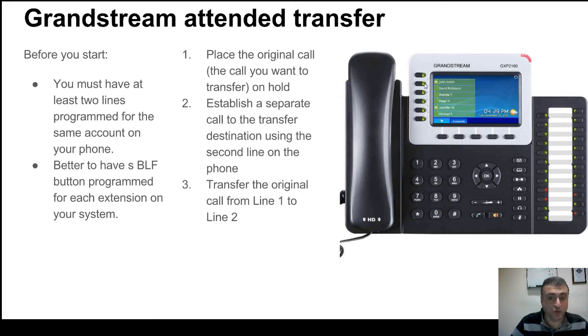That's the first requirement. The second one, of course, is the BLFs. Let's say this one represents 21. You can do the transfer without having a BLF assigned to the extension, but it's really preferred to do it with a BLF button. So let's say this is extension 20 again, line 1 and line 2 assigned to extension 20 here. This one represents extension 21.